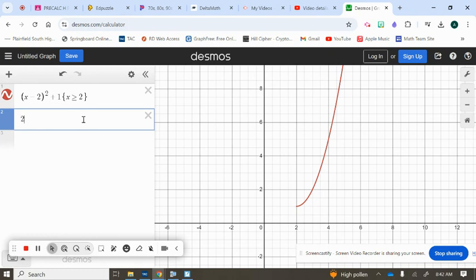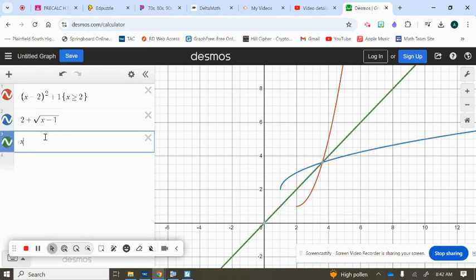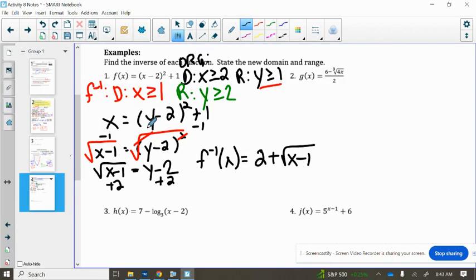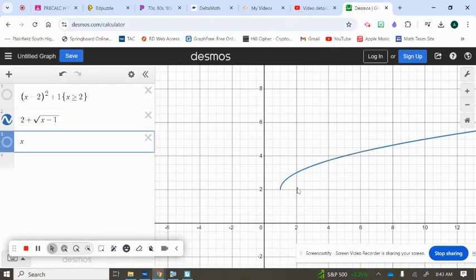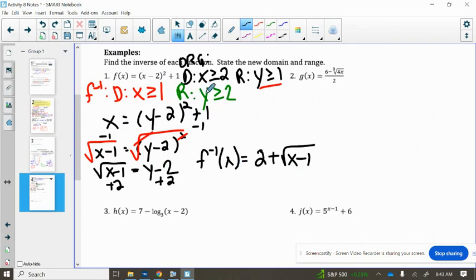Now, reminder, we can then check this out. So if we take 2 plus the square root of x minus 1, we see that these are going to be reflections over that line, y equals x. So we know that they are, in fact, inverses of one another. And again, if we check out the domain, it's all of the x values greater than or equal to 1. So we see that that's happening here. And our y values are all greater than or equal to 2. So again, without even graphing these, we can see what the new domain and range are going to be.